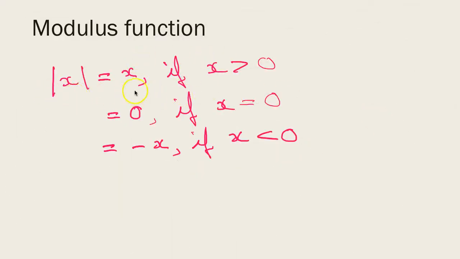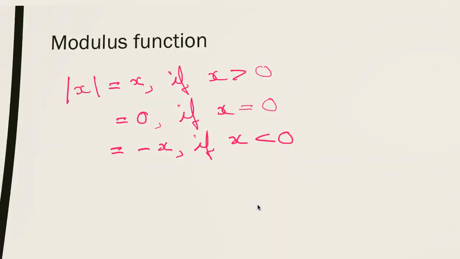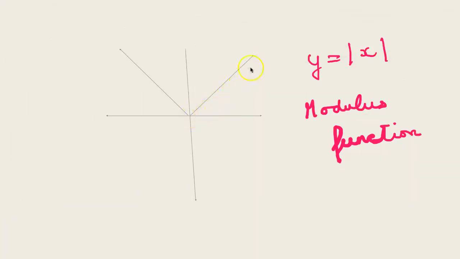Next we come to the modulus function. The modulus function is defined as x if x greater than 0, 0 if x equal to 0, and -x if x less than 0. So when x greater than 0, it will be like this. When x less than 0, it will be like this. So this is the graph of the modulus function.